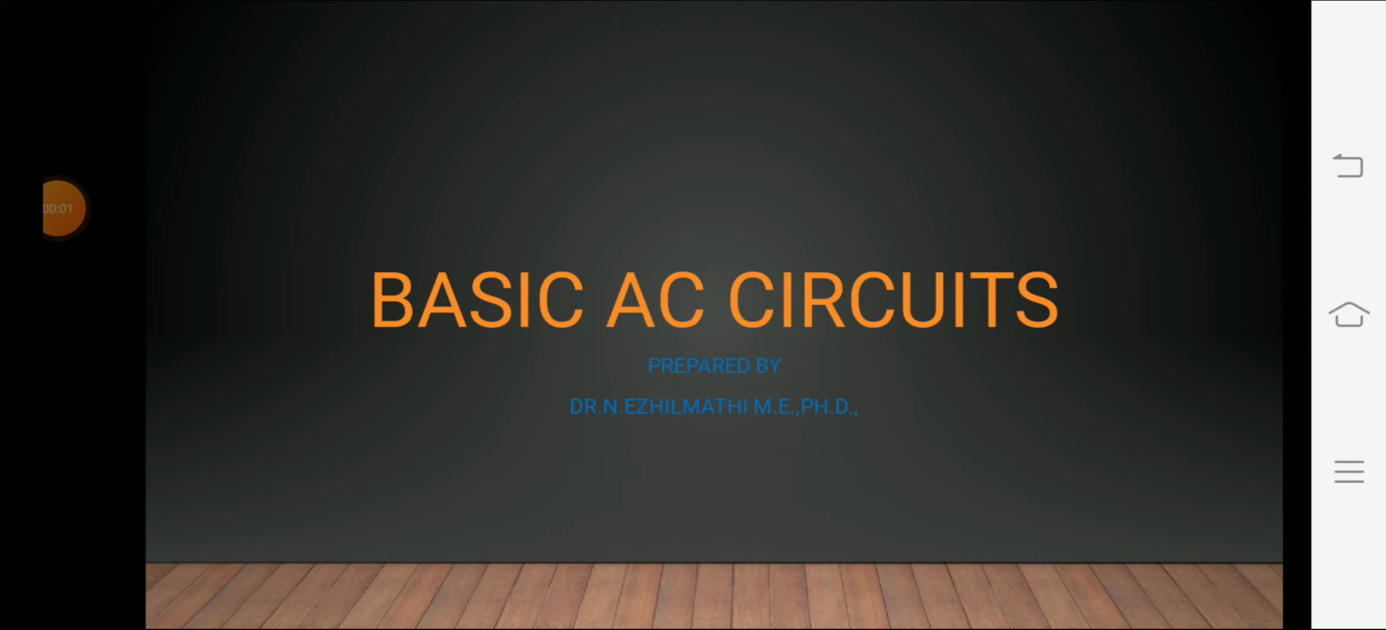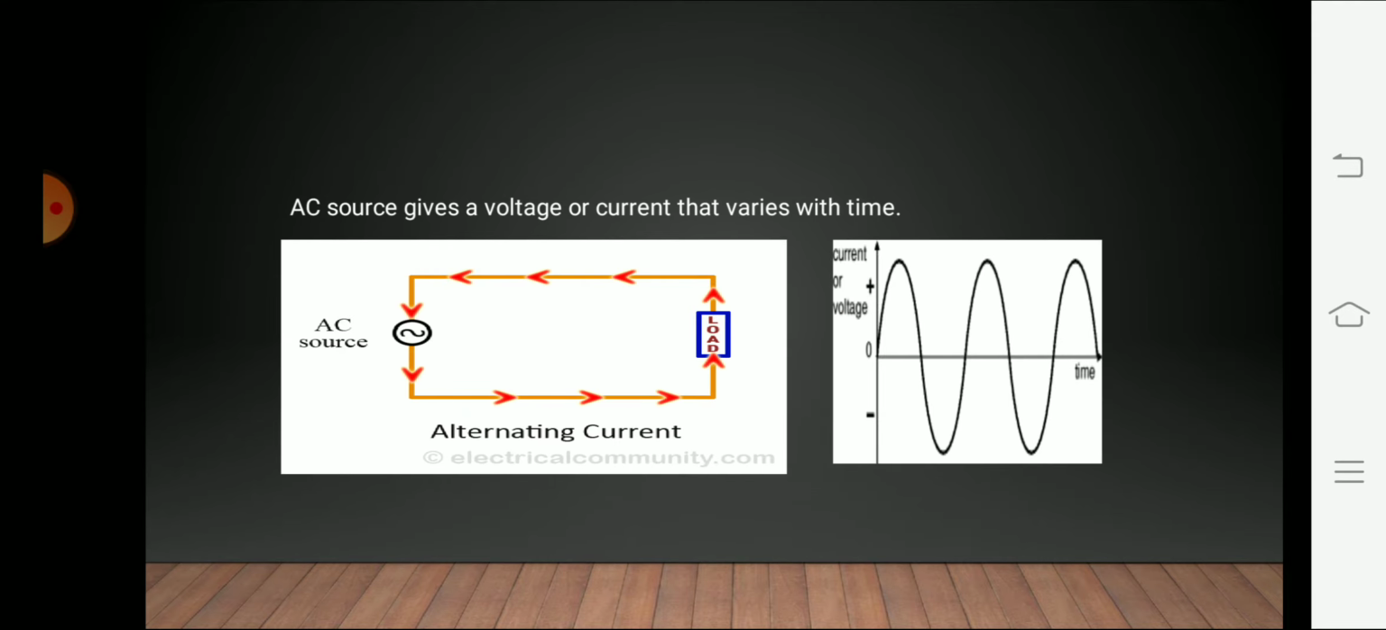Basic circuit analysis. Basic AC circuit. AC is nothing but the alternating current. Alternating current and voltage sources are in wide use in practice. Unlike the DC source, the AC source gives a voltage or current that varies with time. The voltage changes not only in magnitude but also in direction.